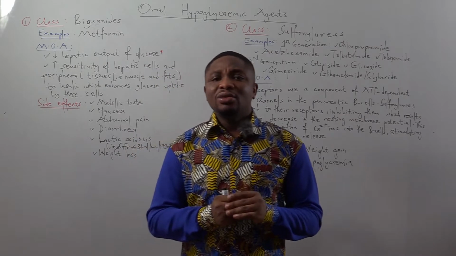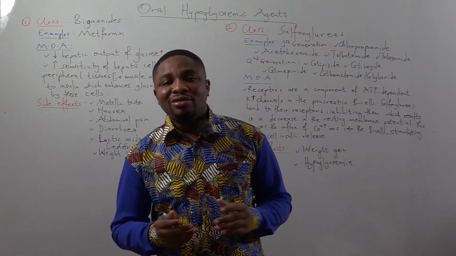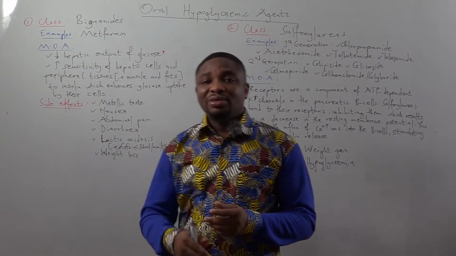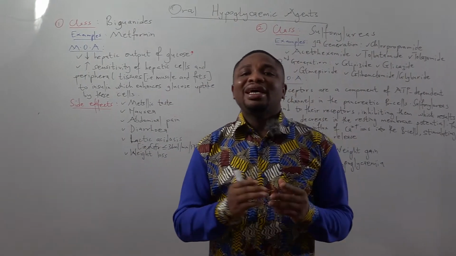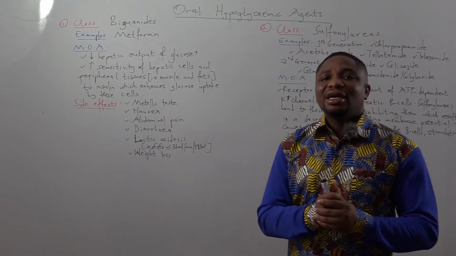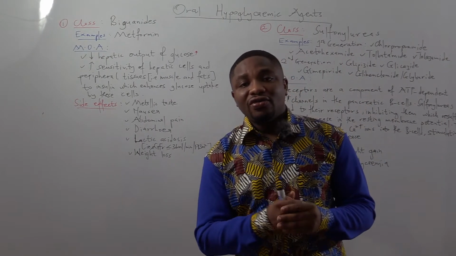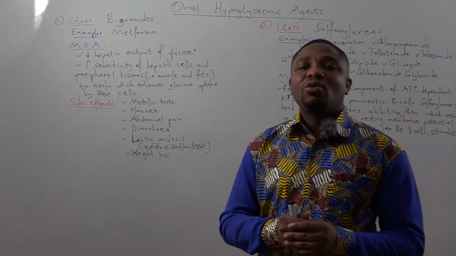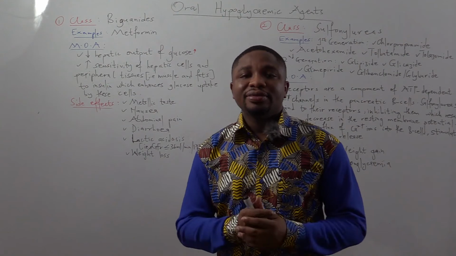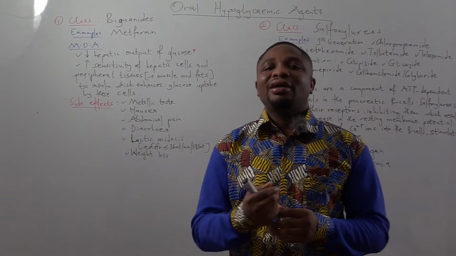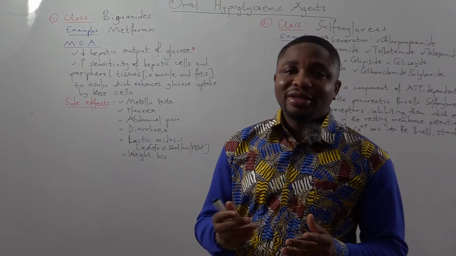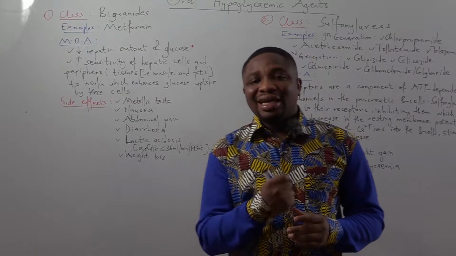Now let's move ahead and look at the side effects of the biguanide, that is metformin. For the side effects, we can think of the first one, which is the metallic taste. The metallic taste comes with high doses of metformin. If a patient is taking a high dose of metformin, let's say 1 gram twice daily, then they are likely to have such a side effect. Another side effect is nausea. Another one we can think of is abdominal pain, diarrhea, lactic acidosis.